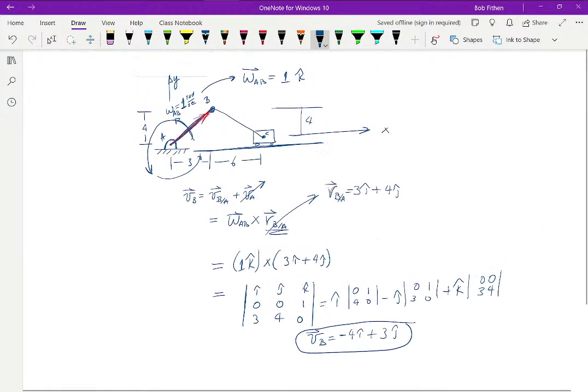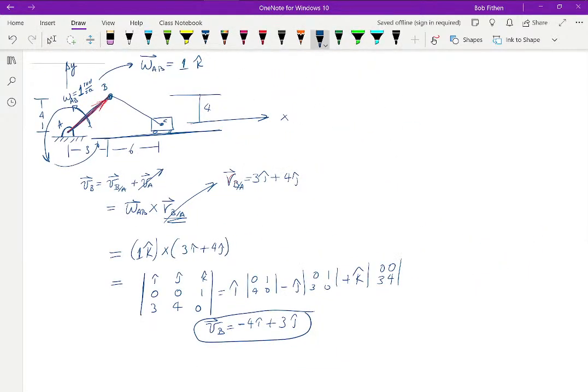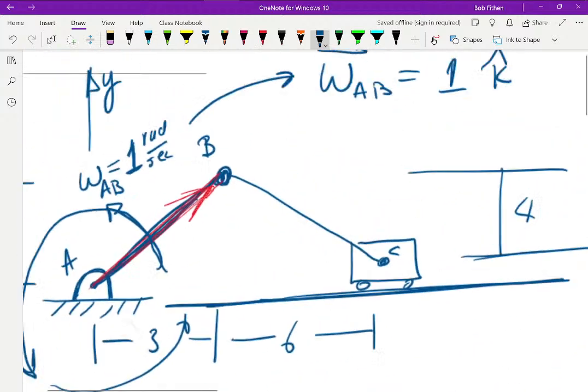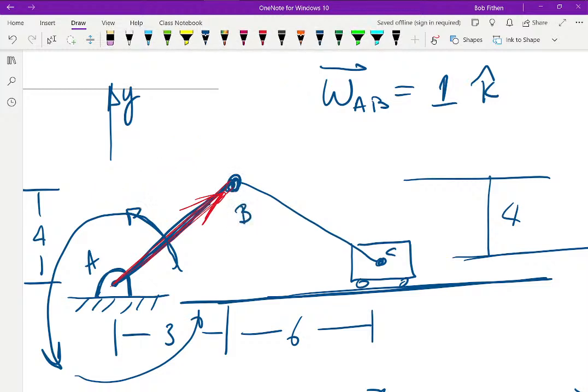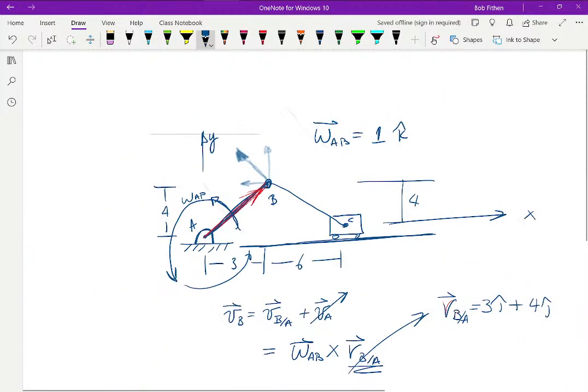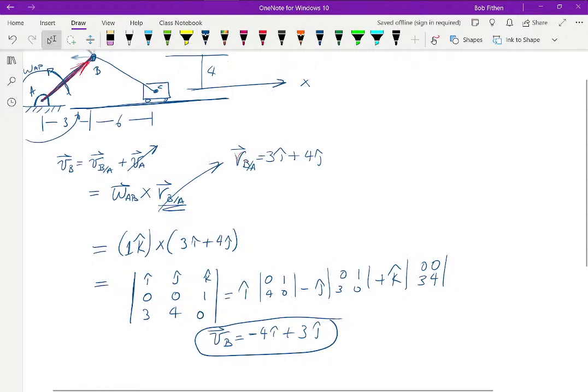Now, does that make physical sense? If you zoom in on it and maybe move some of the items away, and then just say this is omega AB, then the vector itself is going to be going in this direction. We'll have a positive y component and a negative x component. And that is what we get here.